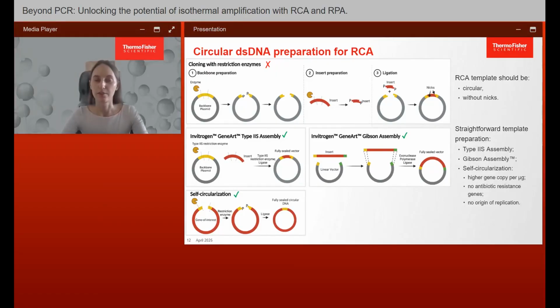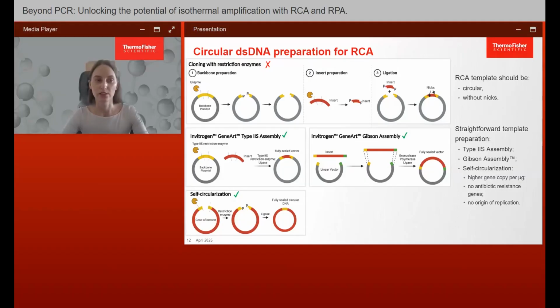Traditional cloning with restriction enzymes is not ideal for this purpose because it leaves nicks in the final DNA product. So after digesting the backbone and your inserts, the backbone is additionally dephosphorylated, leaving only inserts with phosphoryl groups. And this results in 4 ligation sites, but only 2 phosphates. And that means that 2 nicks are left after ligation reaction. Therefore, this construct is not ideal for direct RCA reaction.